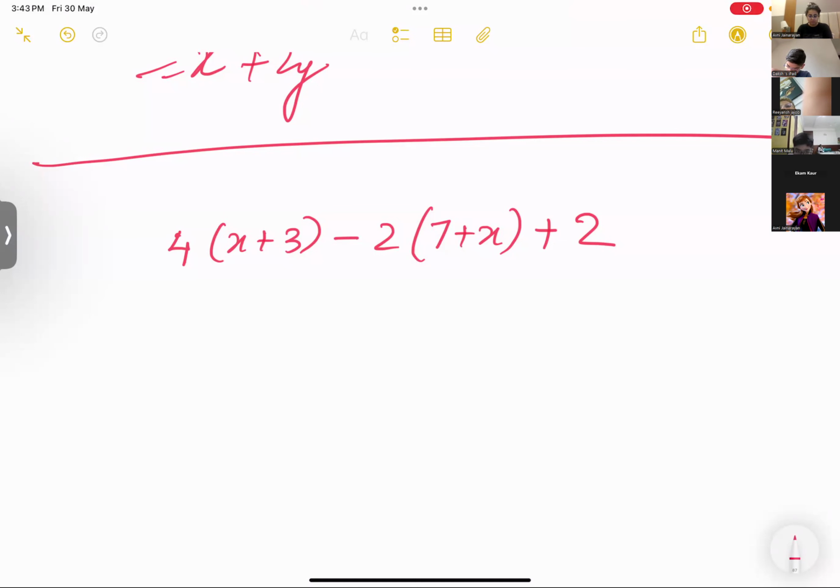4x plus 3 minus 2, 7 plus x plus 4. 4x plus 7x, 7x. 3 minus 2. Rejoin everyone. Okay, rejoin.